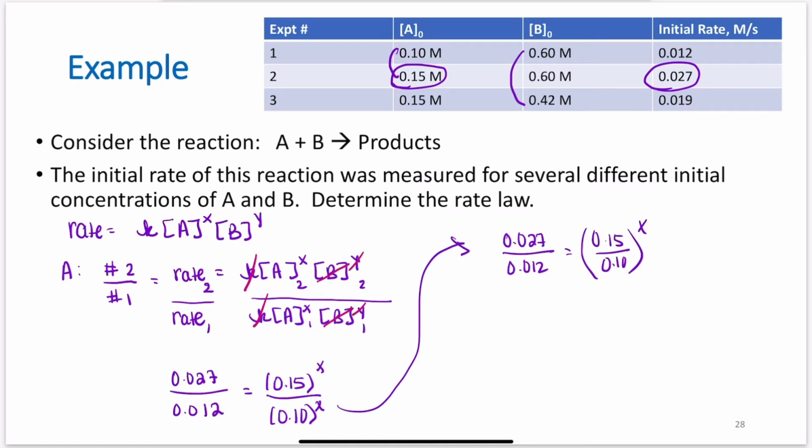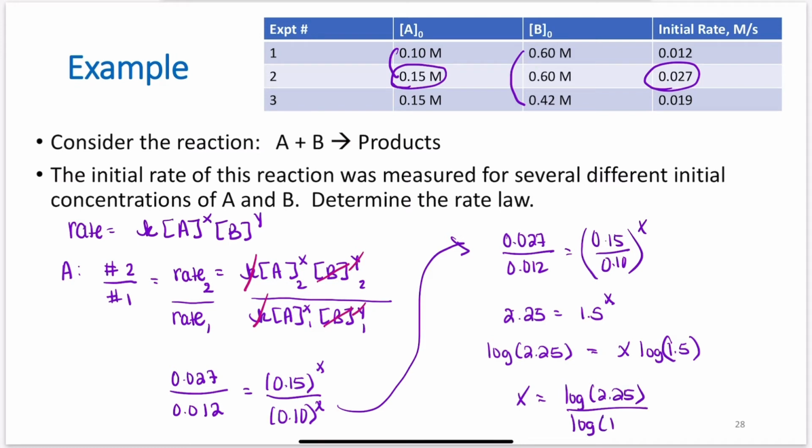We can simplify that by log rules. Do the math. This gives me 2.25 equals 1.5 raised to the X. If you can solve it from here, great. I'm not great at that. I'm going to take the log of both sides. The log of 2.25 is equal to X times the log of 1.5. Solve for X. And X is equal to the log of 2.25 divided by the log of 1.5. That gives me a value of 2.